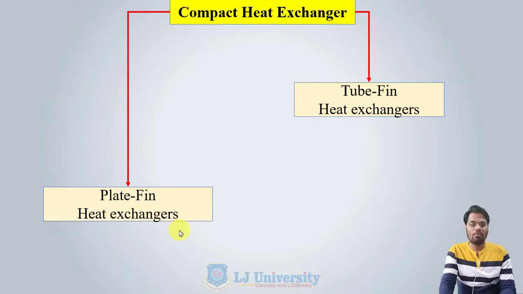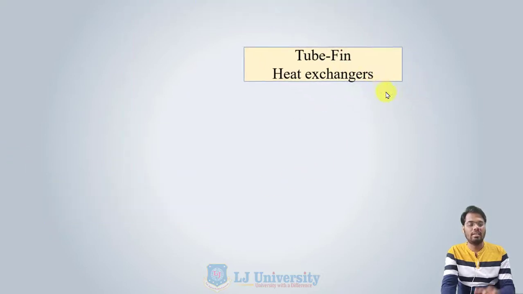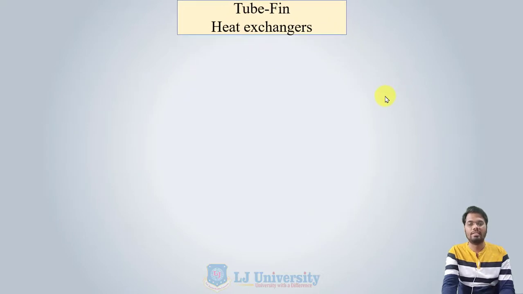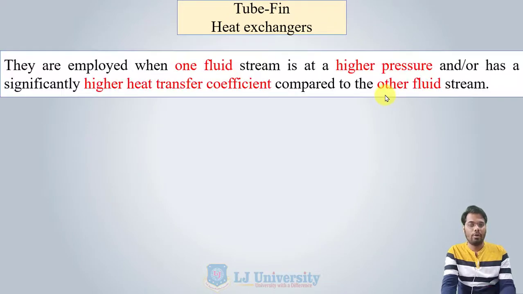There are basically two types of compact heat exchangers used in industry where there is a requirement of increasing the heat transfer rate. First, there is the plate fin heat exchanger, then the tube fin heat exchanger. Let's understand what a tube fin heat exchanger is. They are employed when one fluid stream is at higher pressure or has a significantly higher heat transfer coefficient compared to the other fluid.